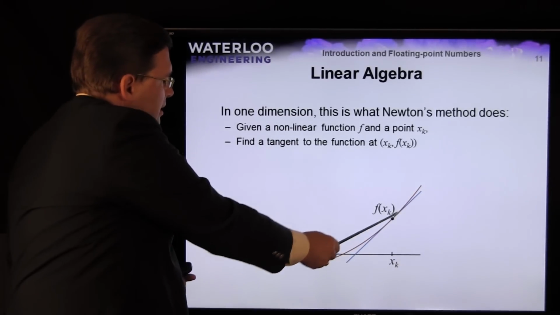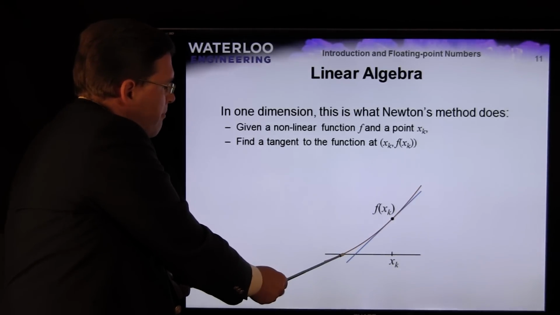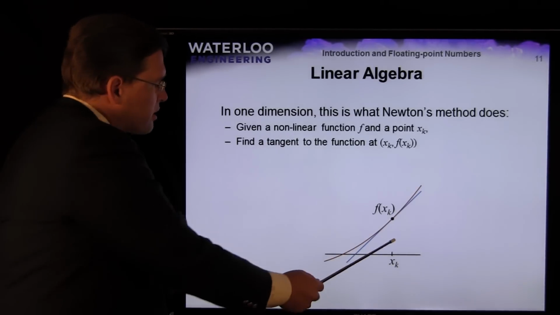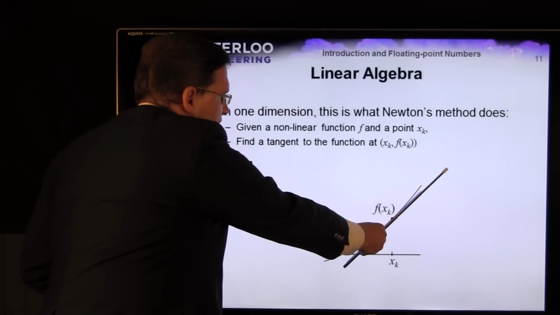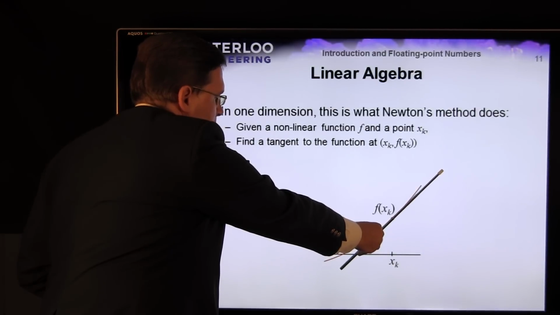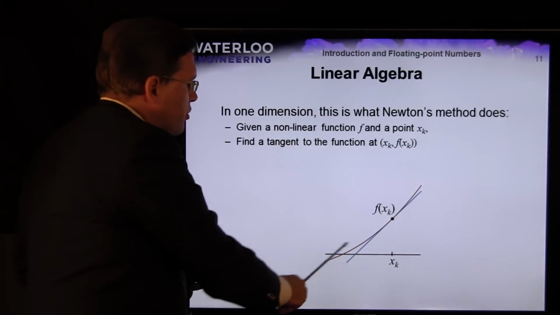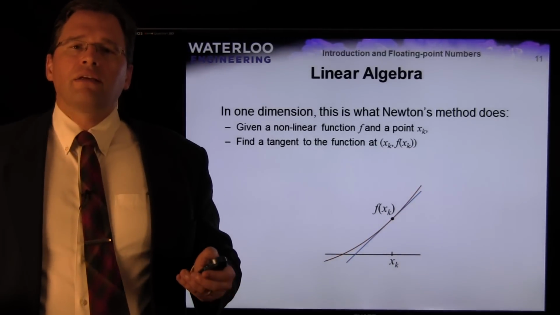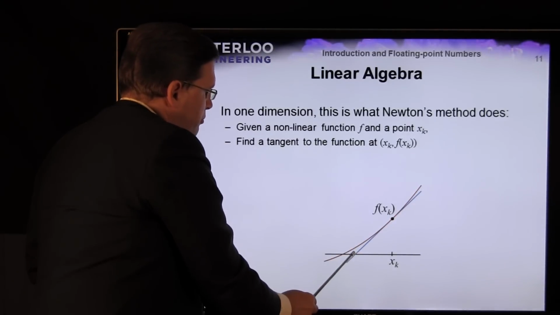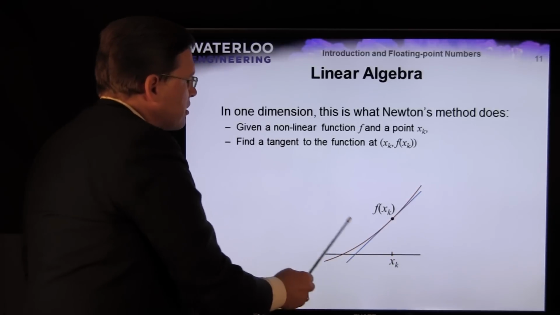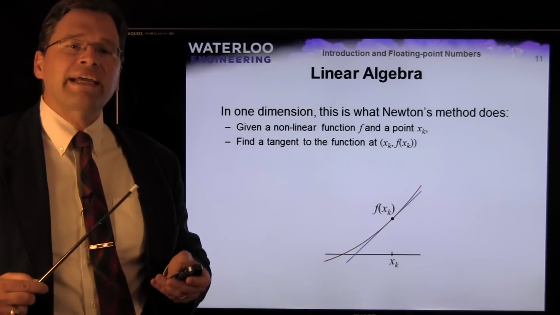Newton's method essentially says, I want to find the root of a nonlinear function f. How do I find it? Well, I have an approximation to that root, x sub k. At that point, I'm going to find a tangent, a linear line, or a line that passes through the point that is tangent to the curve. And Newton's method says, if I find a root of this line, the root of that line will be a better approximation of the root of the function than the original approximation x sub k.